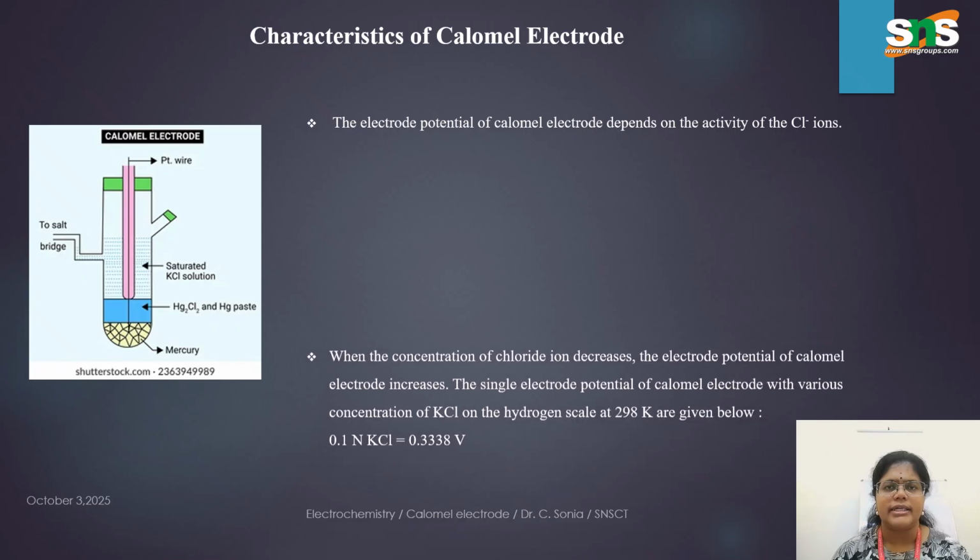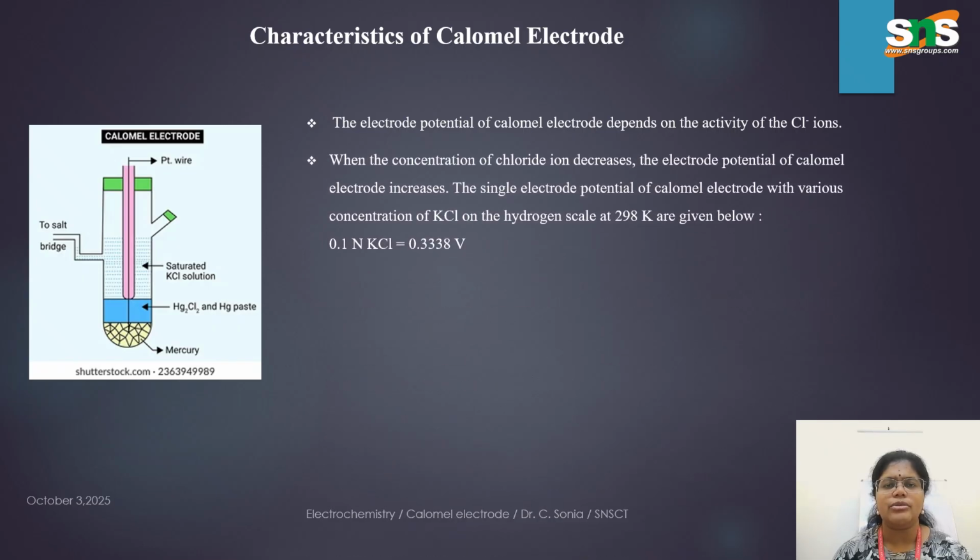There are certain characteristics of the calomel electrode. The electrode potential of the calomel electrode depends upon the activity of the chloride ion. When the concentration of the chloride ion decreases, the electrode potential of the calomel electrode increases. That is when it acts as an anode.